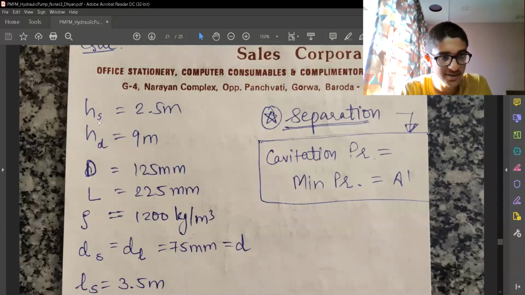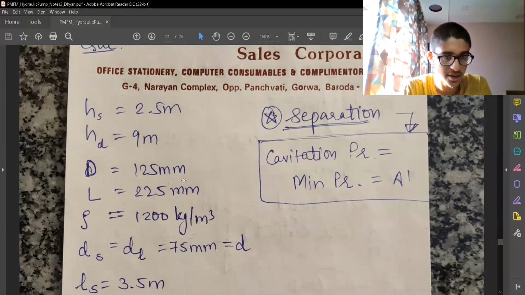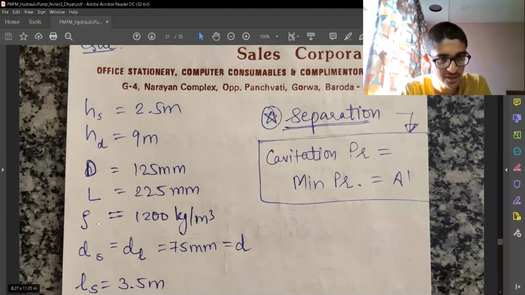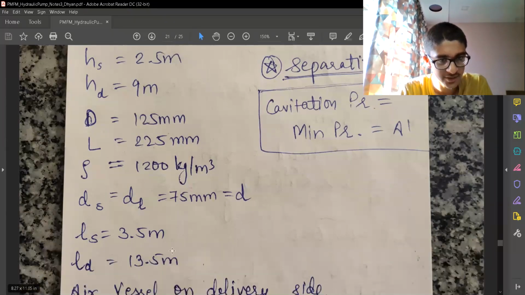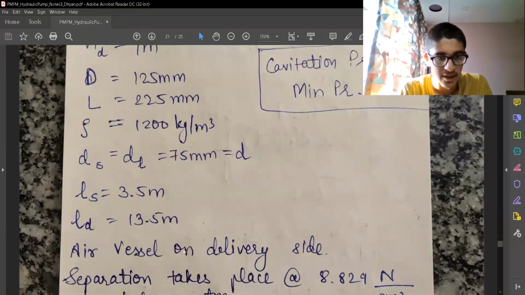So given are HS, that is the head on the suction side, the head on the delivery side, the diameter of the cylinder, the length of stroke, the density of the fluid, the diameter of the suction line and delivery line, and the length of the suction line and delivery line.